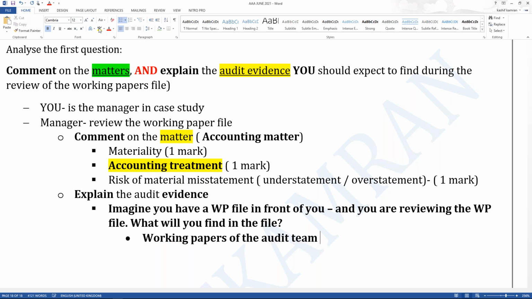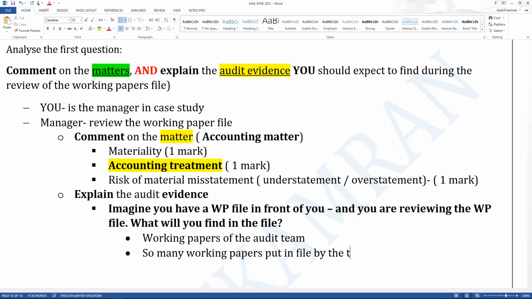So as a manager, when you look at the working paper file, what are you finding in the working paper file? You're finding the working papers of the audit team. Now there can be so many types of working papers which are put in the file by the team.